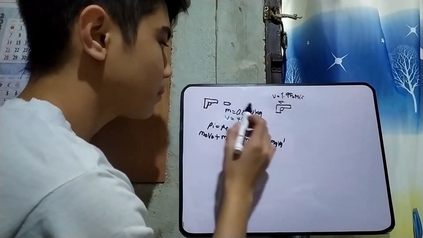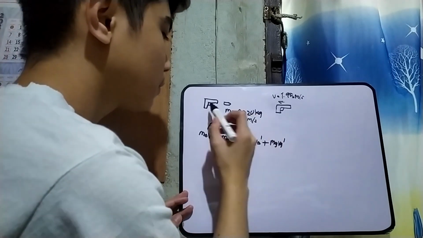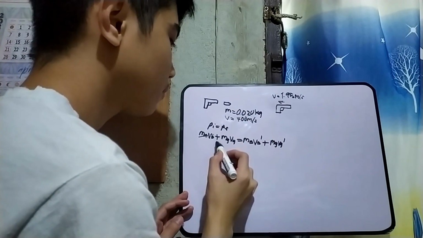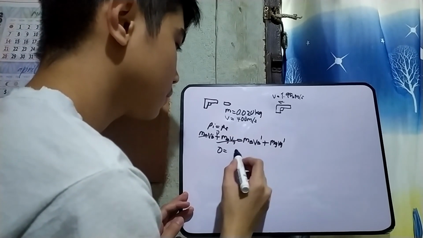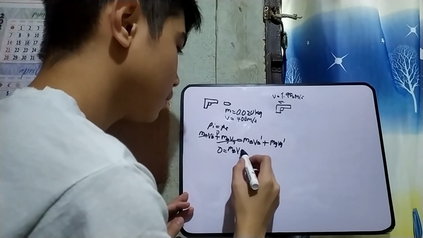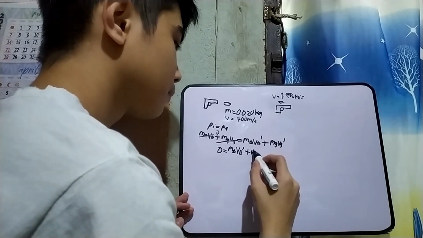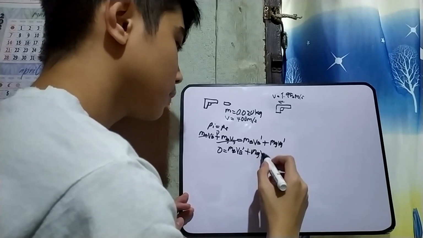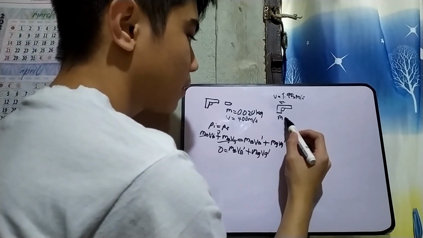So since at rest naman yung bullet at yung gun, magiging 0 na yung initial. So 0 is equals to mass of the bullet multiply to velocity of the bullet prime plus mass of the gun multiply to velocity of the gun prime. So di ba ang hinahanap natin is the mass of the gun.